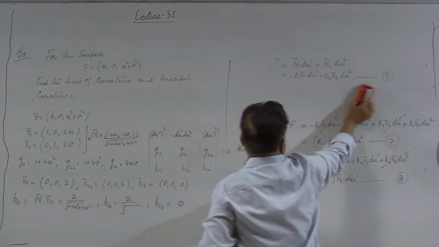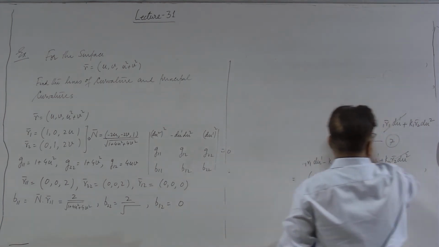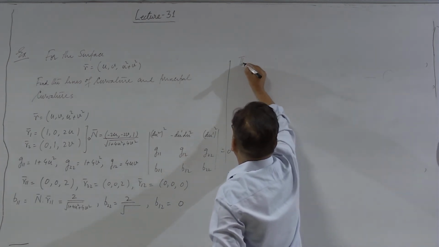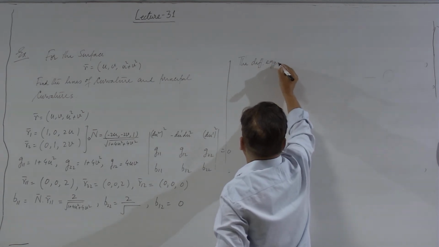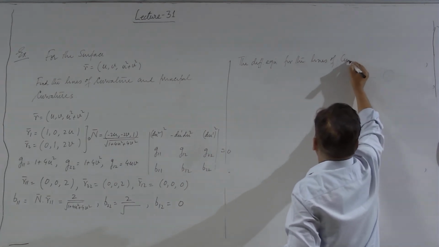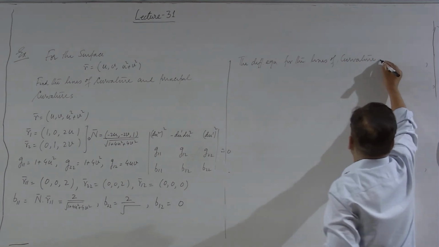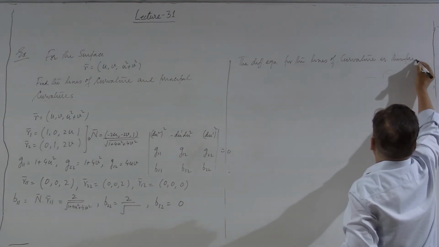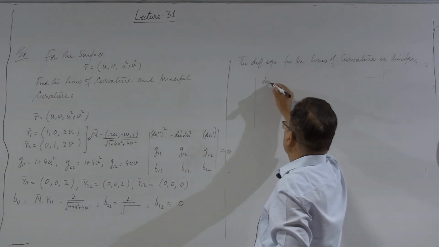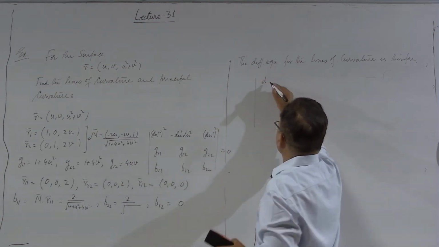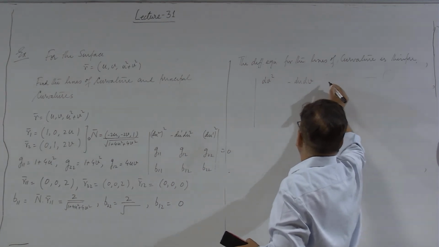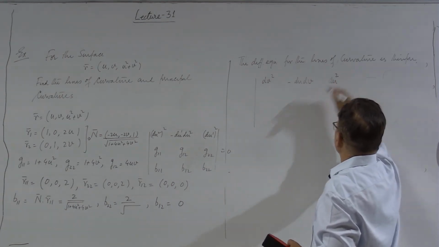I can write down the differential equation for the lines of curvature. So, the differential equation for the lines of curvature is therefore, first let me write it down in the form of a determinant. dv square, and here minus du dv, and this is du square.